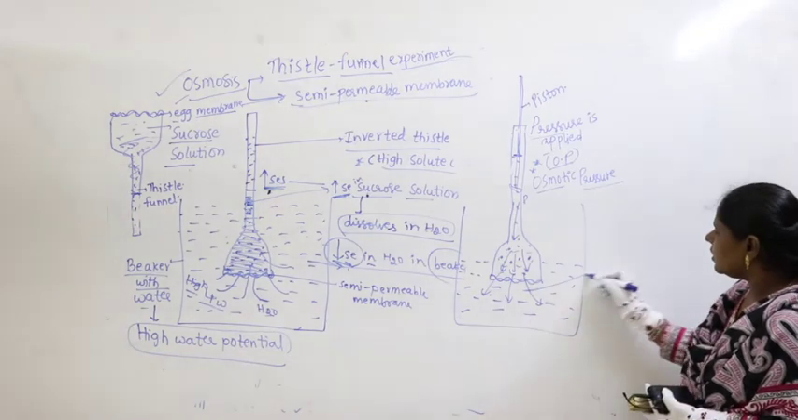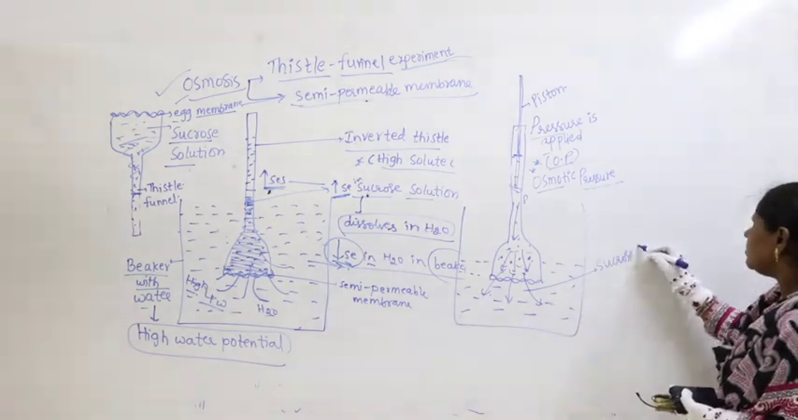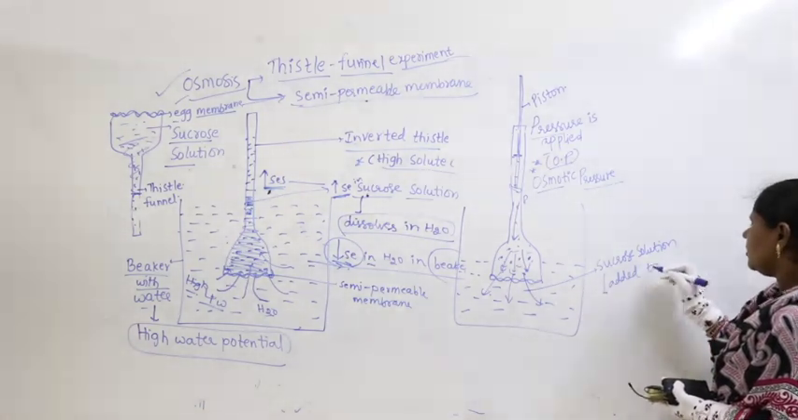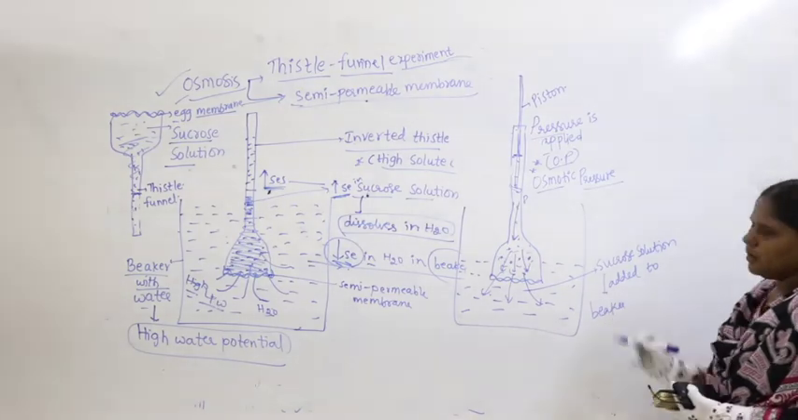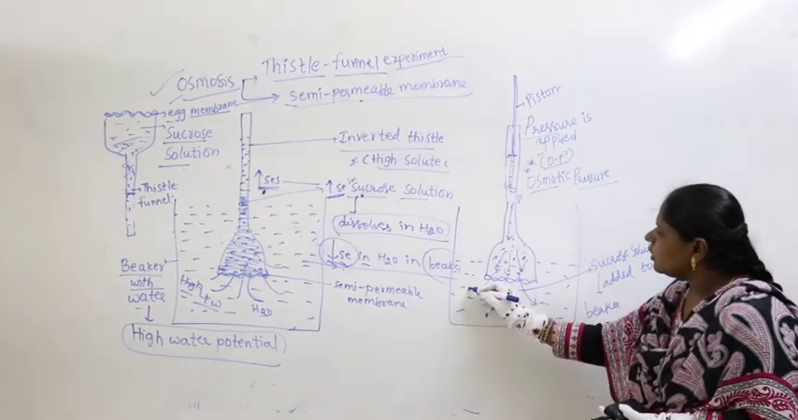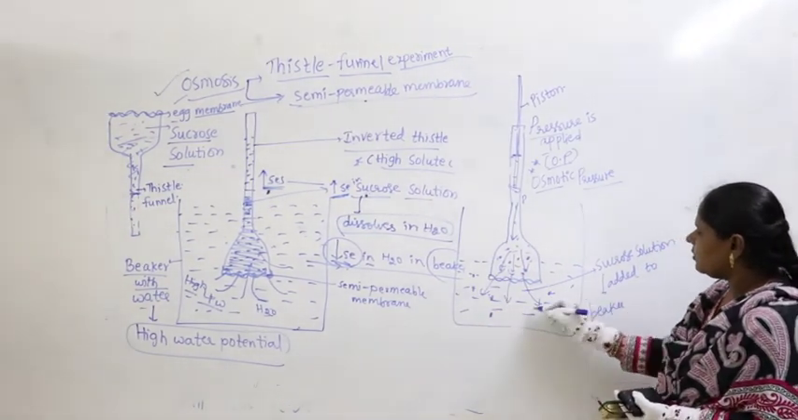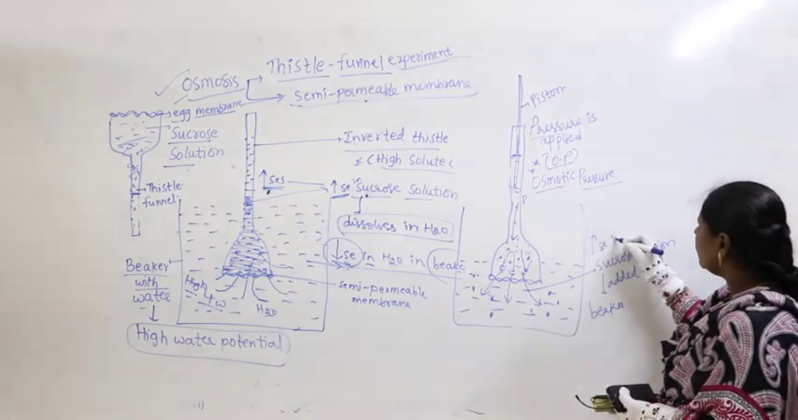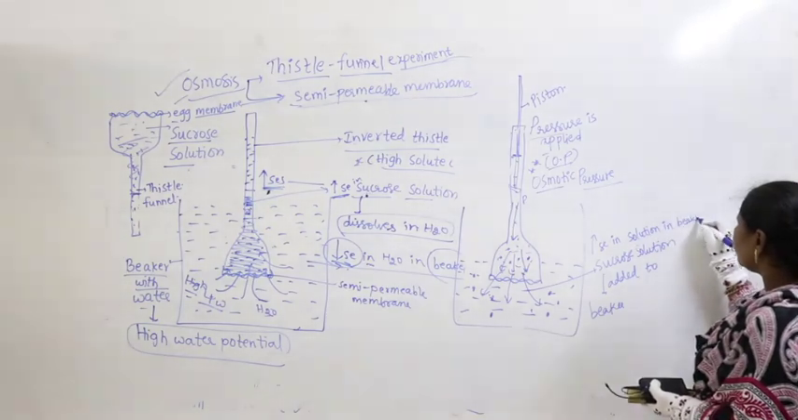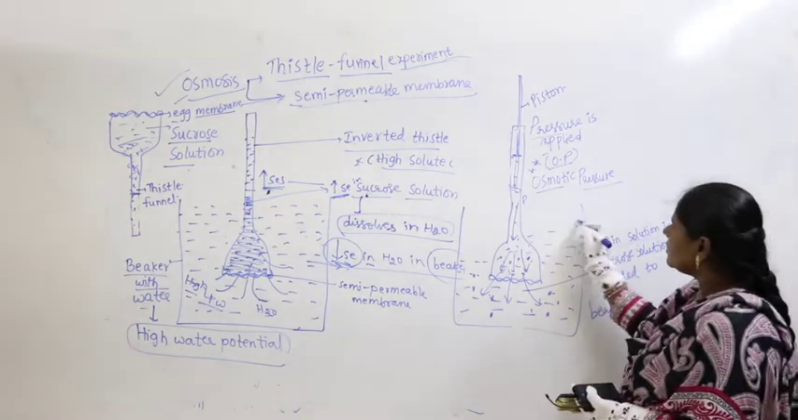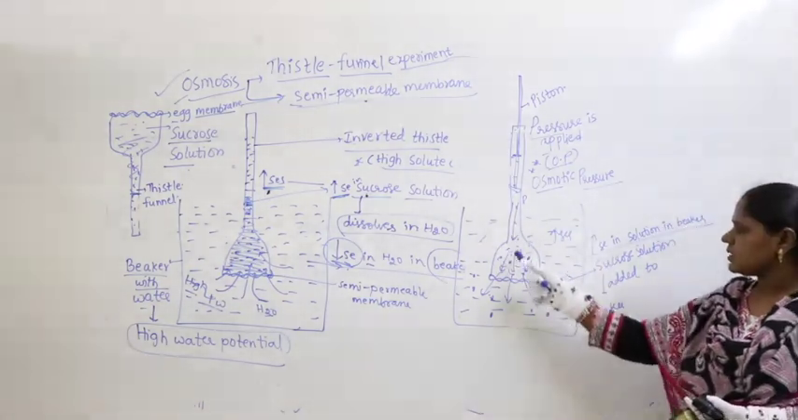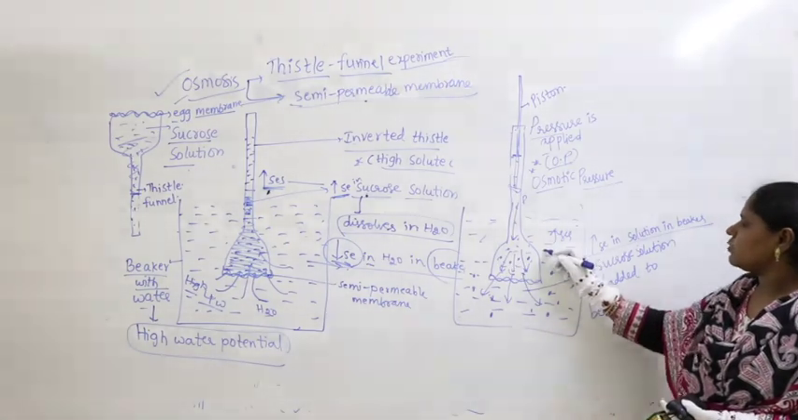So what is coming out here? Sucrose solution is added to the beaker. Along with the water, sucrose is also entering the beaker. Then there is an increase in the solution level in the beaker. Again, after some time, the solution level within the beaker increases. Why does it increase? Water is coming along with the sucrose molecules.